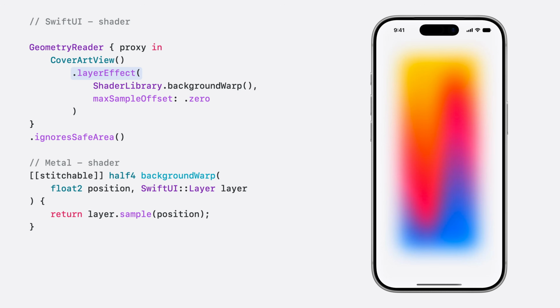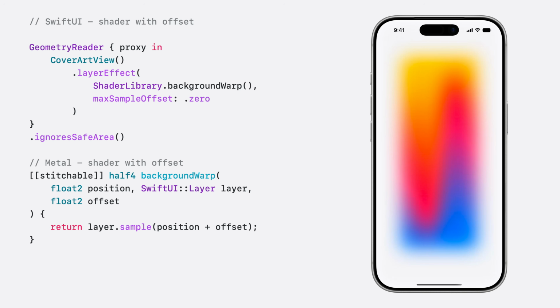I will add a layer effect modifier. Then I will add a shader function called backgroundWarp. For now, it just samples from the original layer at the given position, which gives me back the same image. But now I have a shader function I can build on.